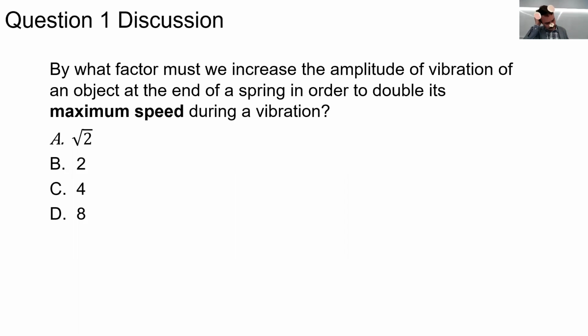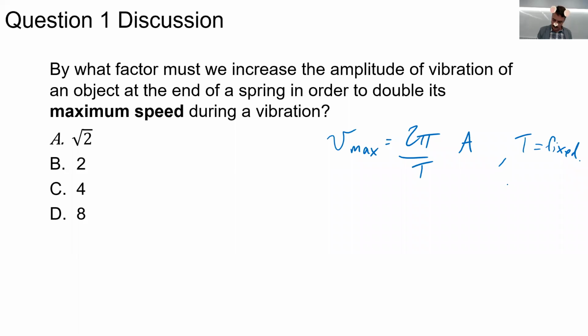By what factor must we increase the amplitude of vibration of an object at the end of a spring in order to double its maximum speed? So the VMAX here, there's lots of equations for this, but the one I'm thinking of is 2 pi over T times A. T is a fixed number, right? So if T is a fixed number, then you double A, you double V. So it's just 2.